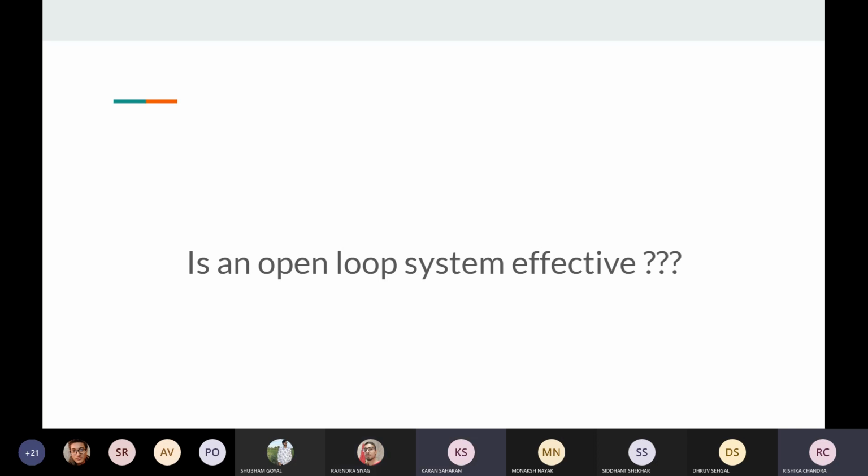So why is it not effective? Can anyone tell? Why is the open loop system not effective? Because it can't repeat the process. No, it can repeat. Why do you think it can't repeat the process? Because every time we get an input, there is no connector that tells us this process is complete. We are getting the output, right? There cannot be a feedback related thing. Yes, feedback.